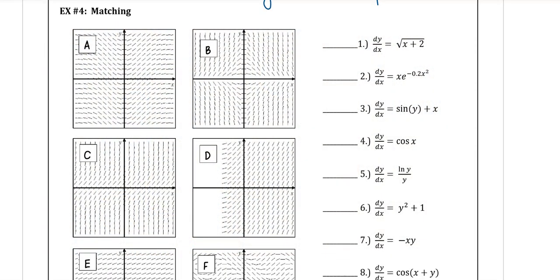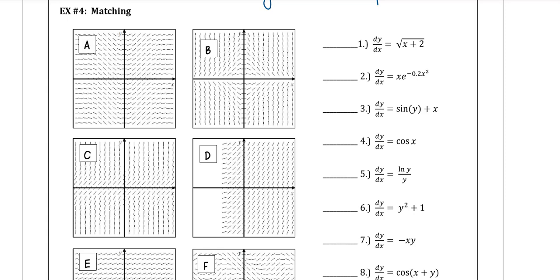This is part 2 of Unit 7, Lesson 2, Slope Fields. And this part is going to be made up of 2 examples and then a list of helpful hints to how to tell one slope field from another. So let's start with a matching example.